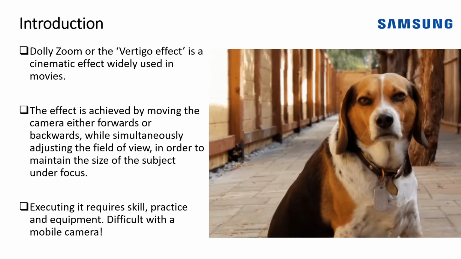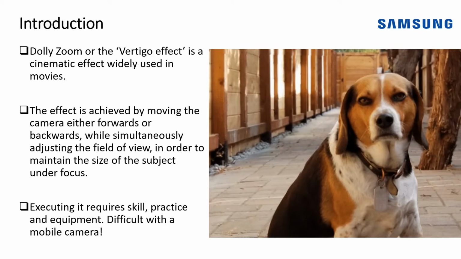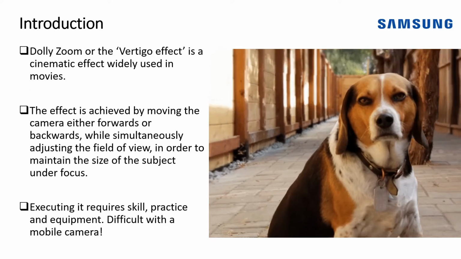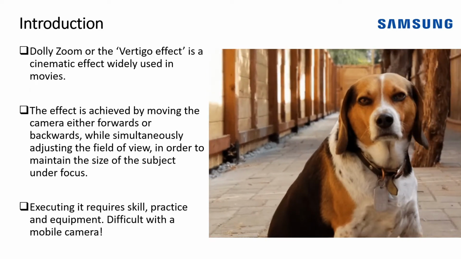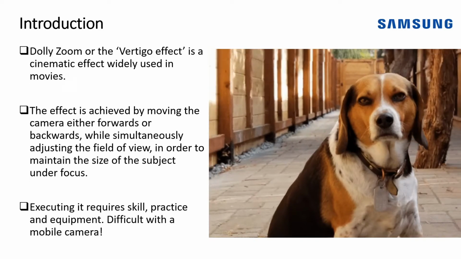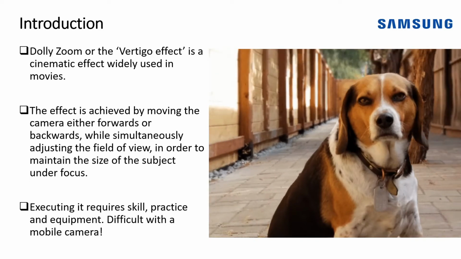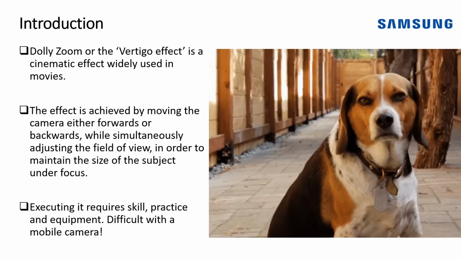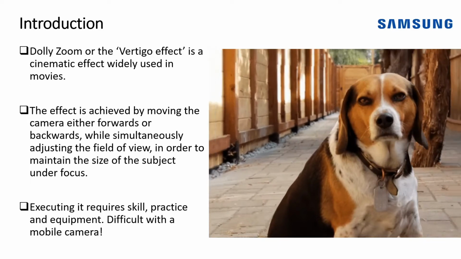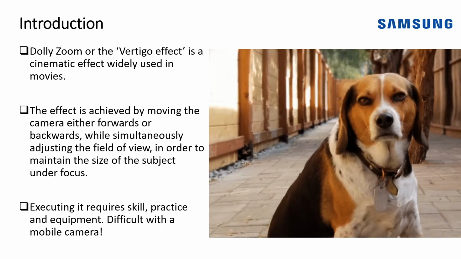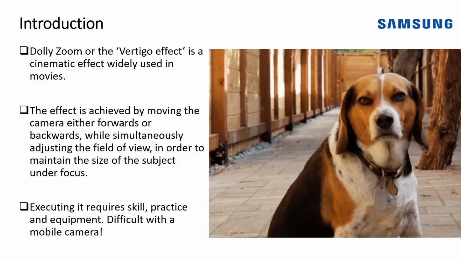The visual appearance for the viewer is that either the background suddenly grows in size with detail overwhelming the foreground, or the foreground becomes immense and dominates its previous setting, depending on the way in which the effect is executed. Executing it requires skill, practice, and equipment. It is especially difficult with a mobile camera.